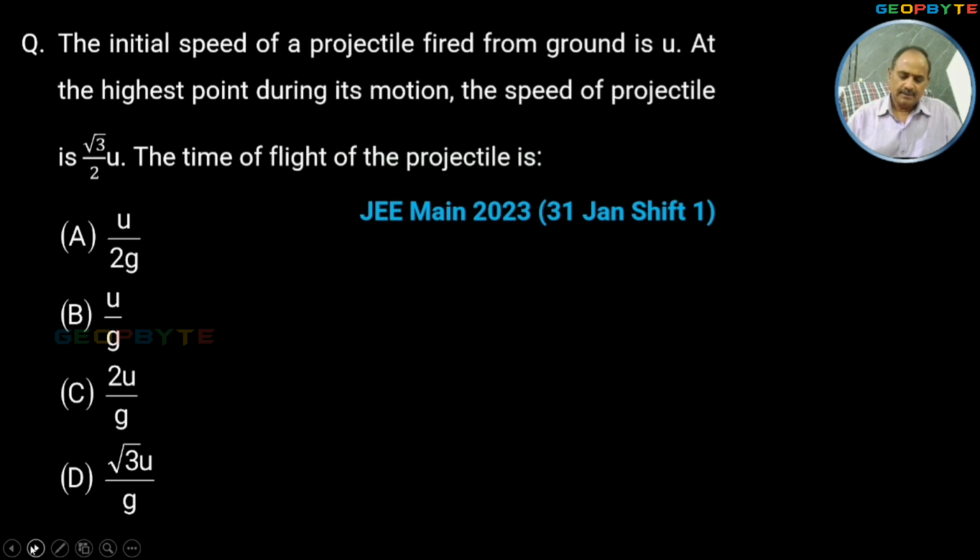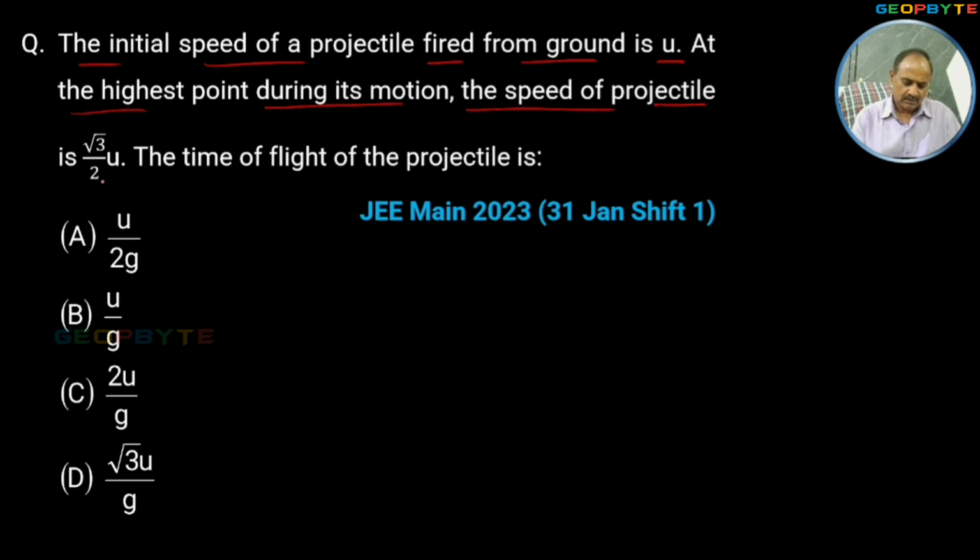Try to read it clearly. It is asking like this: the initial speed of a projectile fired from the ground is u. At the highest point during its motion, the speed of the projectile is root 3 by 2 u. The time of flight of the projectile is. It is like this.